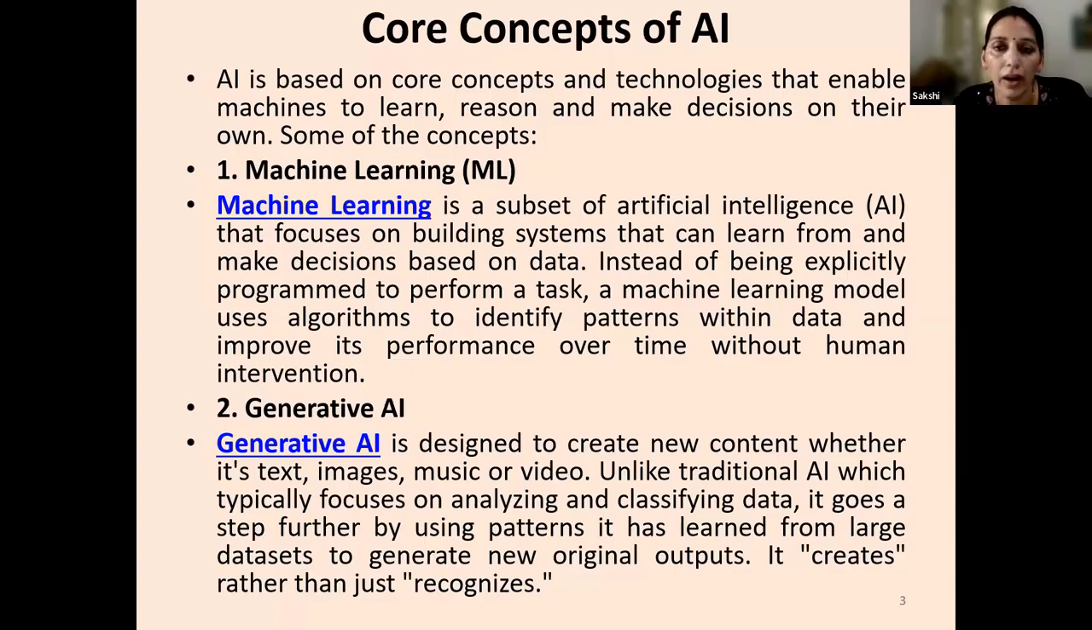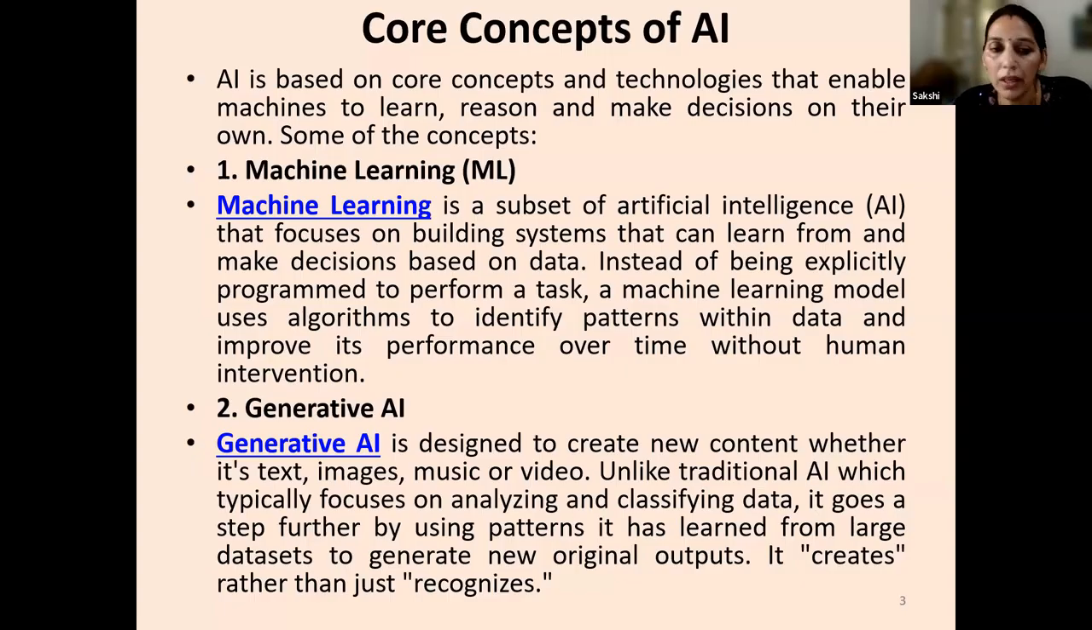It is a subset of artificial intelligence that focuses on building systems that can learn from and make a decision based on the data. So whatever the data is there, based on that, it will make a decision. Instead of being explicitly programmed to perform tasks, machine learning models use algorithms to identify the patterns within the data and improve their performance over time without human intervention. So based on whatever data they have, it will improve its performance.